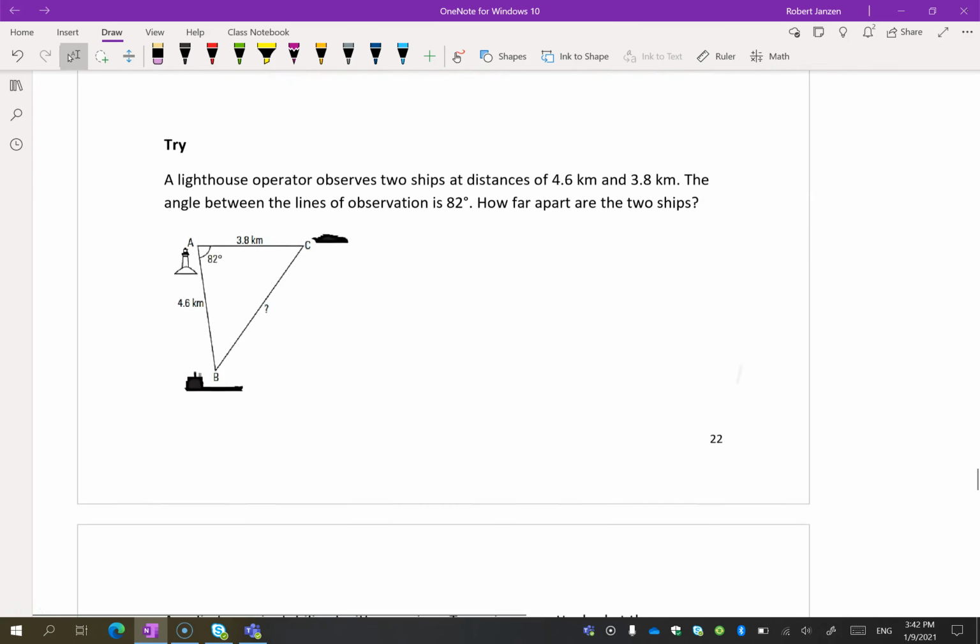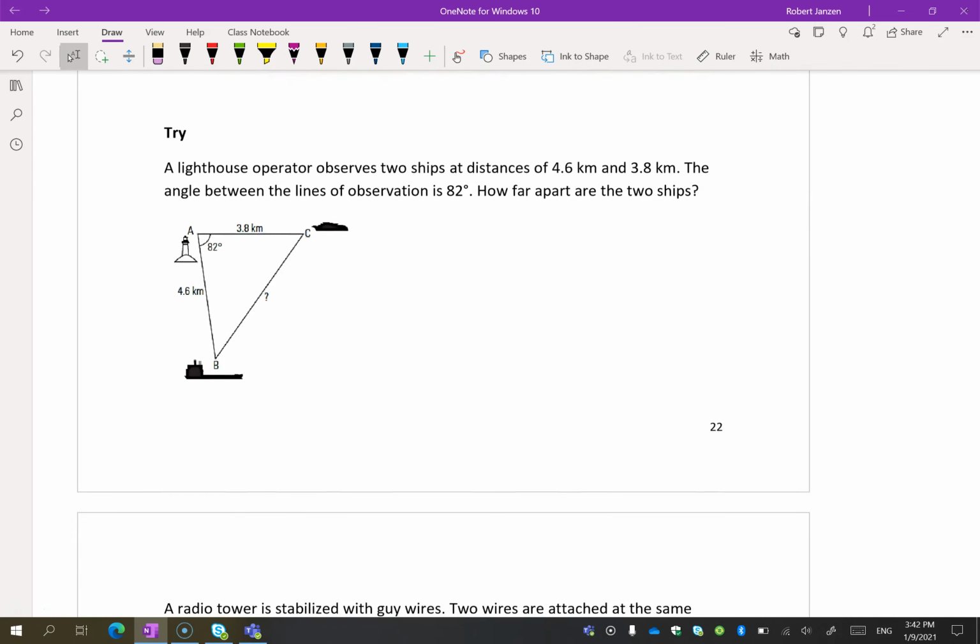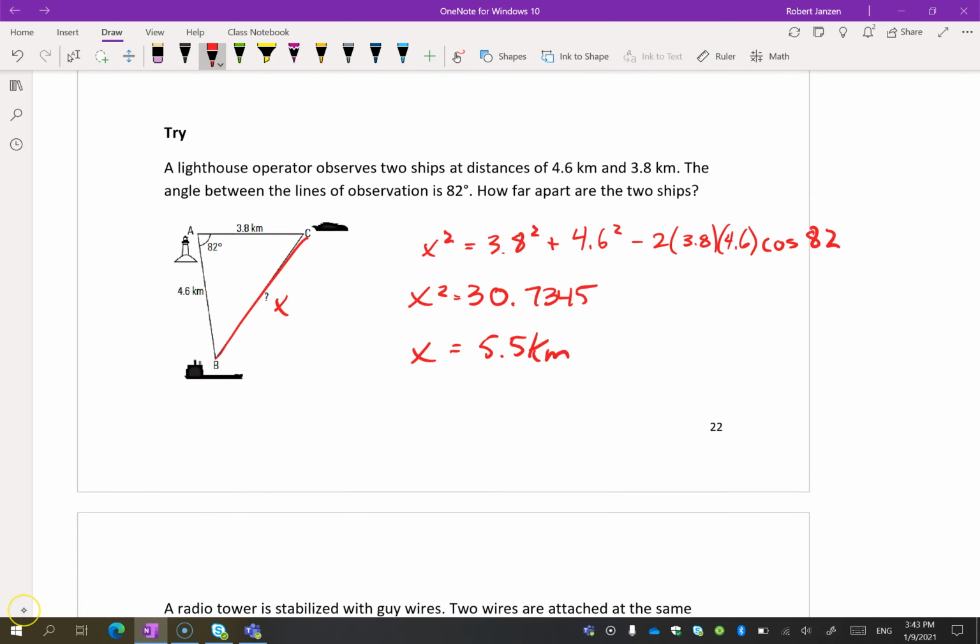All right. You guys try this one. Pause the video. See if you can get it done. All right, this question is exactly like the previous one. We're finding a missing side, and it's across from the given angle again, so it's a cosine law question. All right, see if that's what you get.